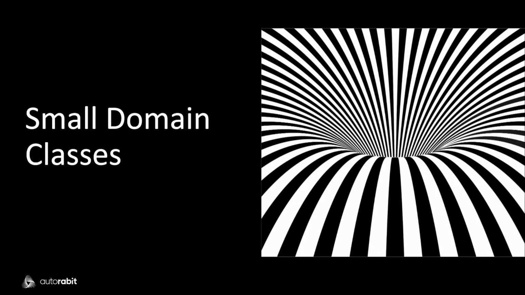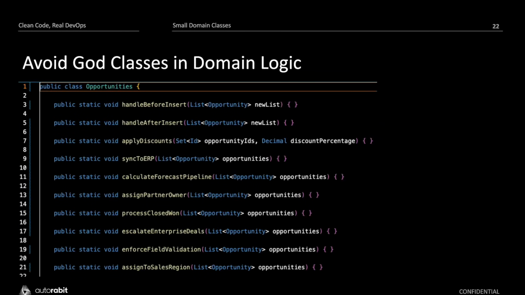Now, clearly we still need domain classes to some extent, because you may have a lot of functionality related to a specific object, and so I do agree with the concept in general of a domain class. However, again, I think that if you just have a domain class for one object, it can basically become a God class. And so if you see the example here, it's only an example, but you have like handle before insert and handle after insert, and they apply discounts and sync to ERP and process closed won. And so again, it becomes kind of like a catch-all place where you just put all the logic related to the opportunity object, and that'll grow to ridiculous size.